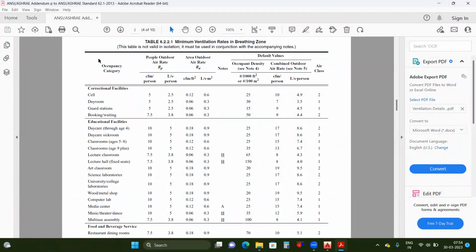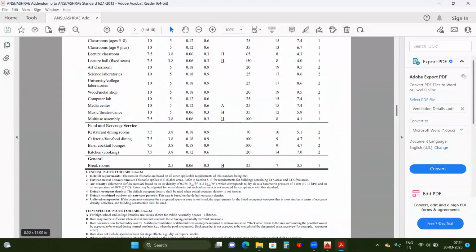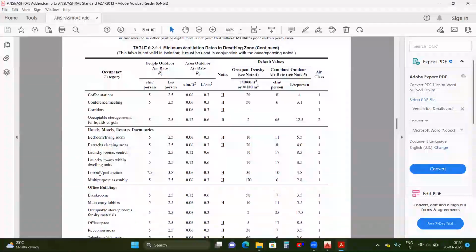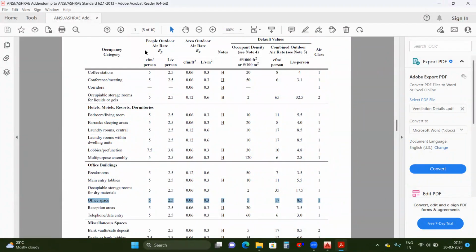Okay, so in this, first we have the category. Our category is office space, so we will go to office space here. So in this office space, first we require CFM per person. Per person, how much CFM is required? That is 5 CFM, and this is nothing but the liter per second.